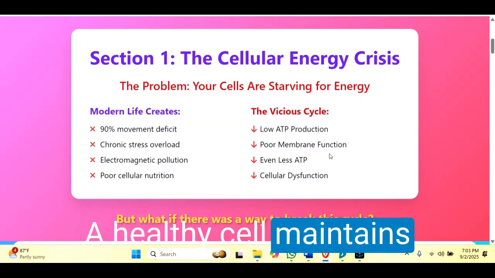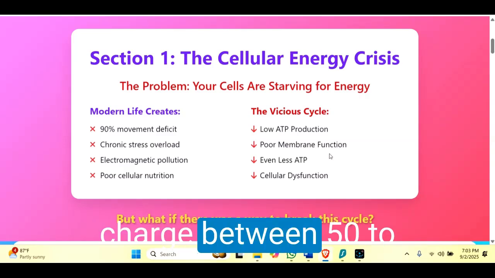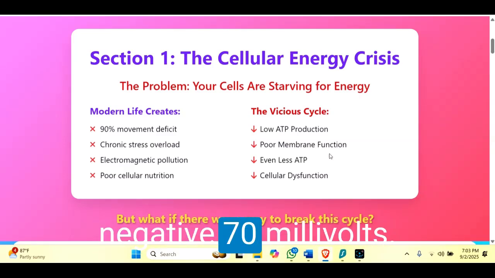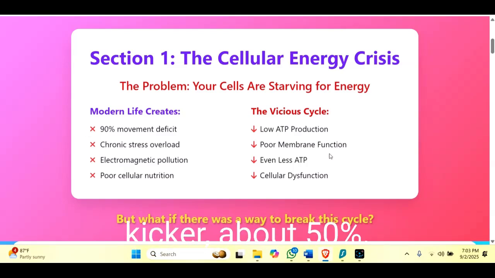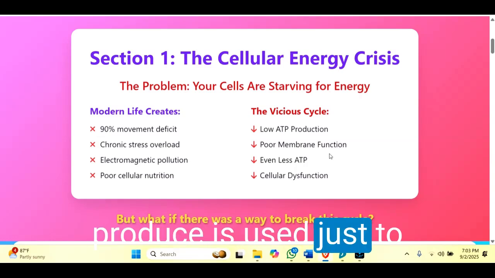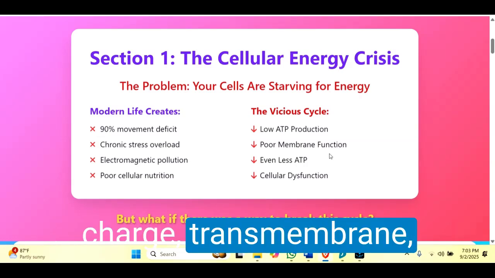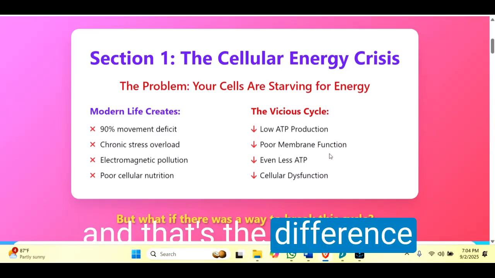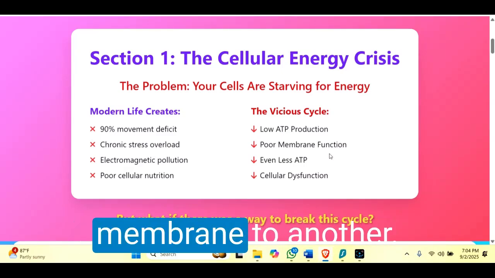A healthy cell maintains what's called a membrane potential. Basically, it's an electric charge of around negative 50 to negative 70 millivolts. Okay, but here's the kicker. About 50% of all the ATP your cells produce is used just to maintain this basic electrical charge, the transmembrane potential. That's the difference between the inner membrane and the outer membrane, and from one membrane to another.